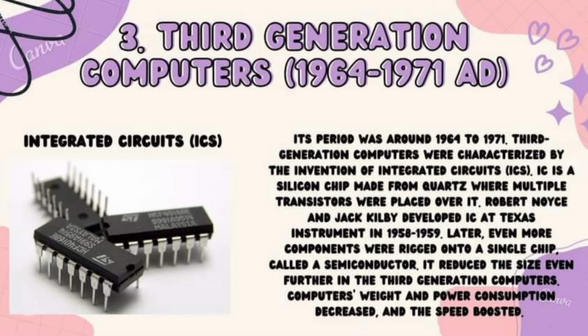This is the third generation of computers, from 1964 to 1971, integrated circuits, or ICs. Third generation computers were characterized by the invention of integrated circuits. An IC is a silicon chip made from quartz where multiple transistors were placed over it. Robert Noyce and Jack Kilby developed the IC at Texas Instruments in 1958 to 1959.